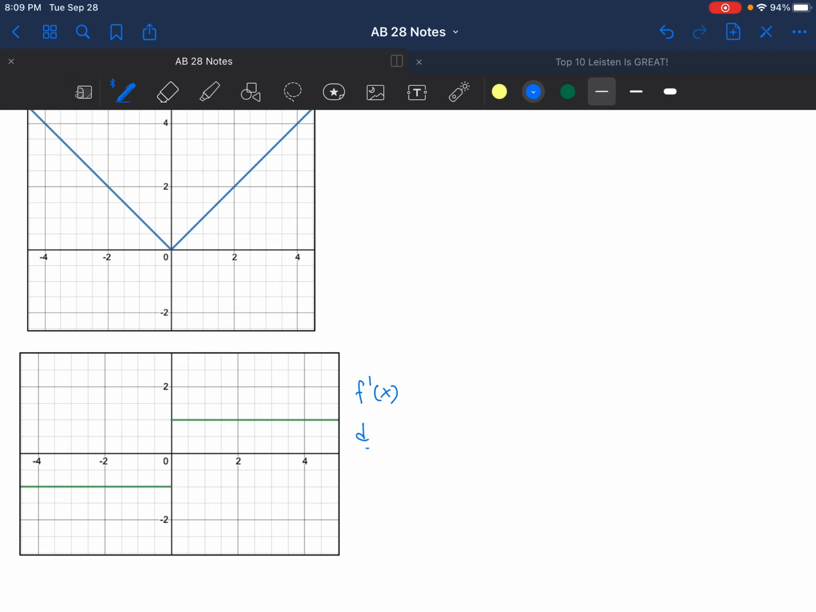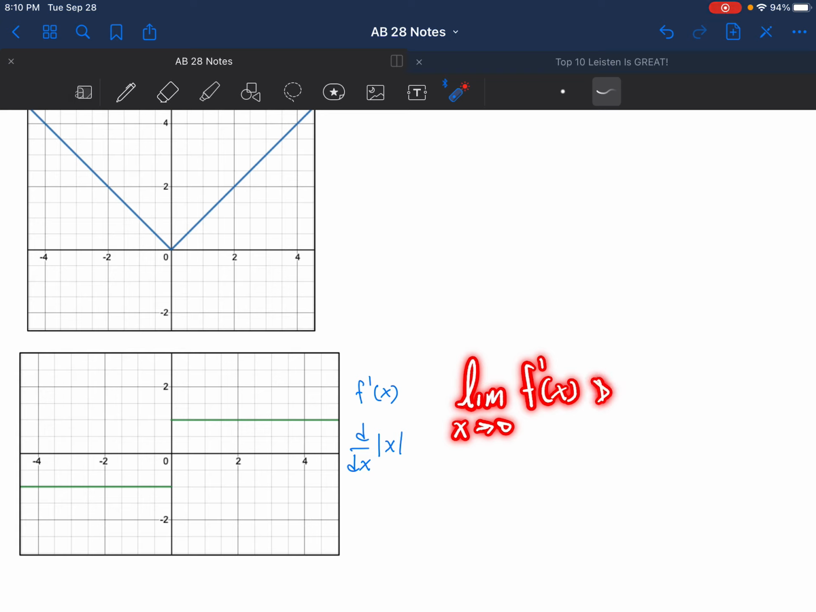of, I'm going to write that d dx of the absolute value of x, meaning the derivative of the absolute value of x. At 0, notice we have a jump discontinuity in the derivative. There is no derivative, no limit as x approaches 0. So the limit as x approaches 0 of f prime of x does not exist. No derivative.